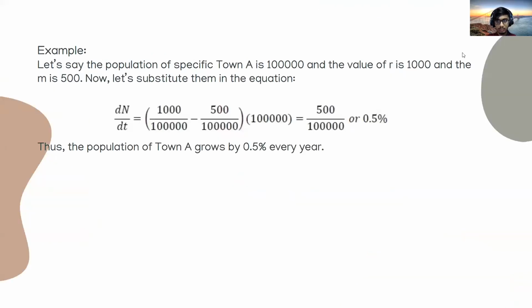Here's an example. Let's say the population of a specific town A is 100,000, and the value of R is 1,000 and M is 500. Substituting these values into the equation gives us the rate of change of population, which is 0.5%. This means that the population of town A grows by 0.5% every single year. That's it from me. Thank you.